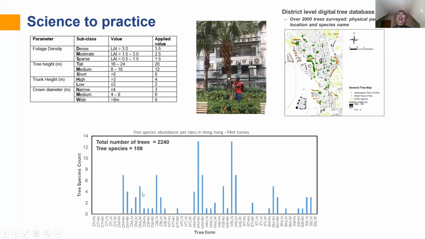So for example, if in an area, based on our framework, the software tells you to select a kind of tree form, you can actually go into this database and then know which tree species correspond to this tree form, based on our pilot survey.